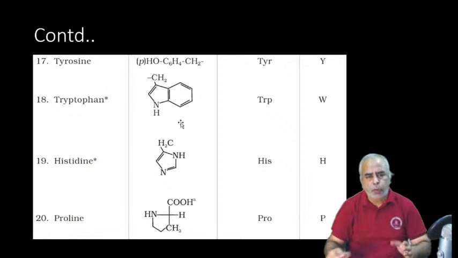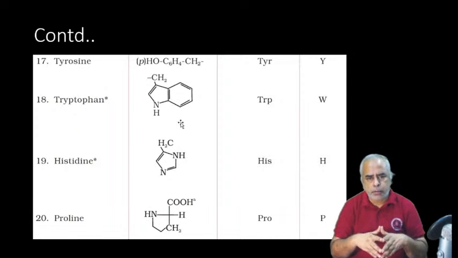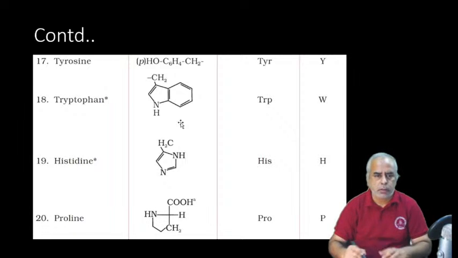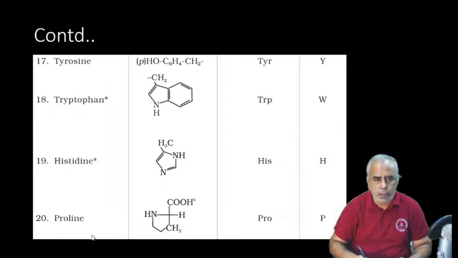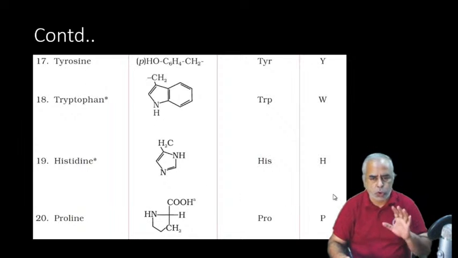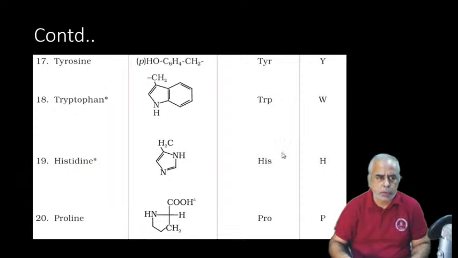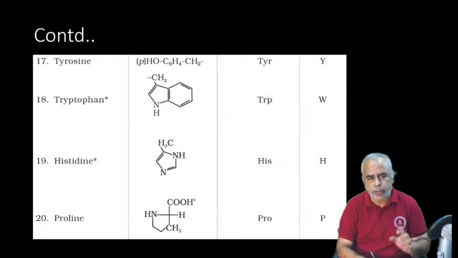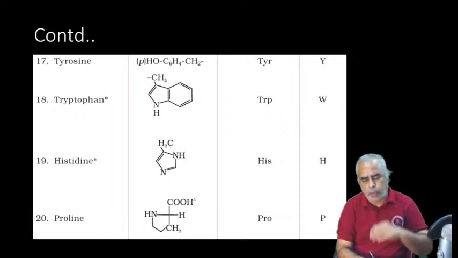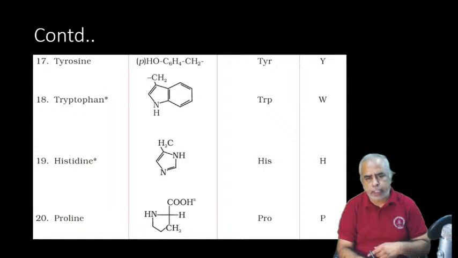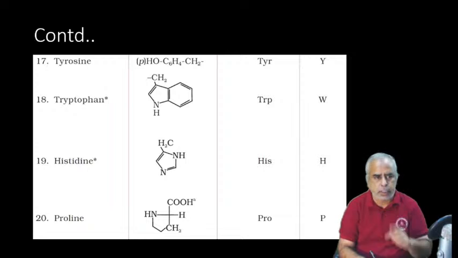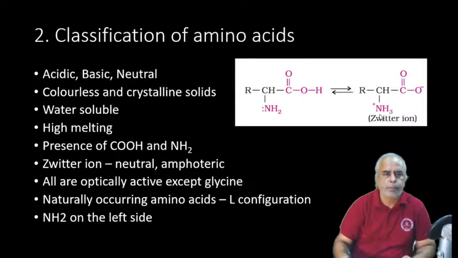Then we have tyrosine, tryptophan, histidine, proline. So these are the different types of almost 20 amino acids that are available, among which, as I already mentioned, all amino acids are optically active except glycine. So that point should be noted down.